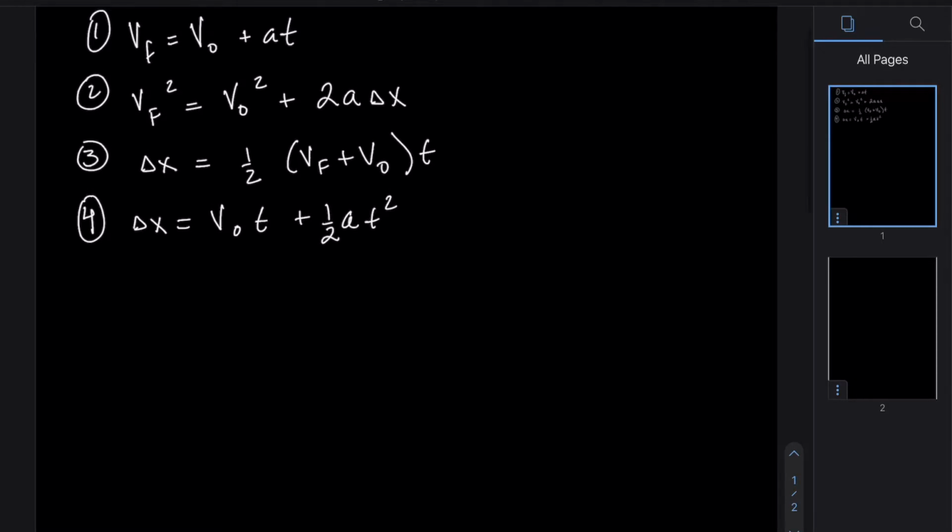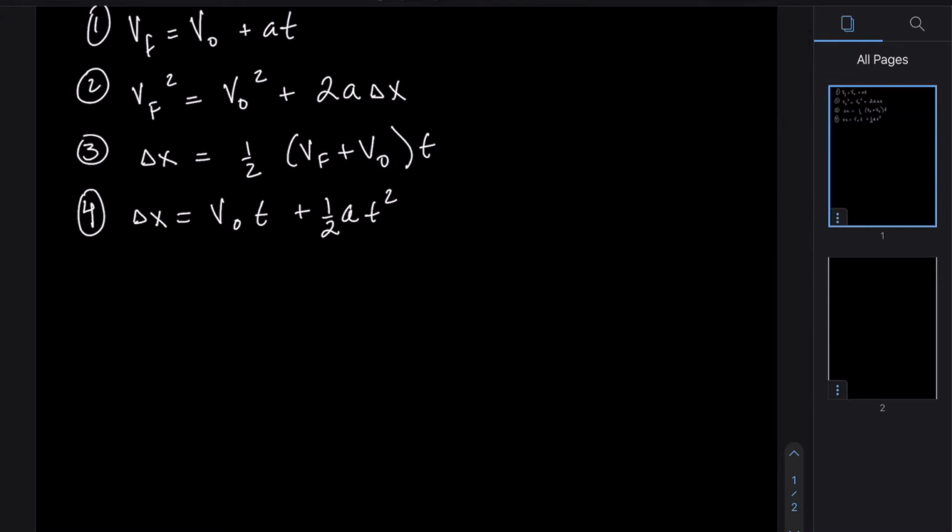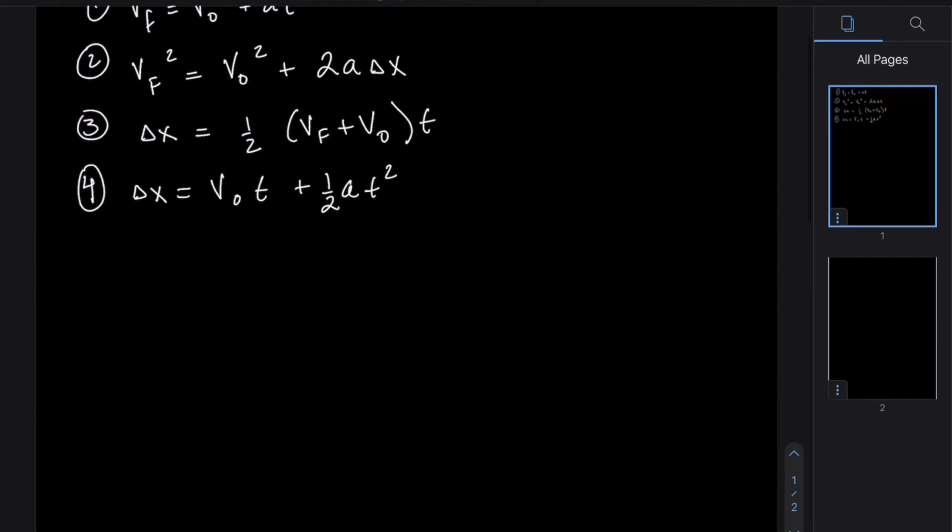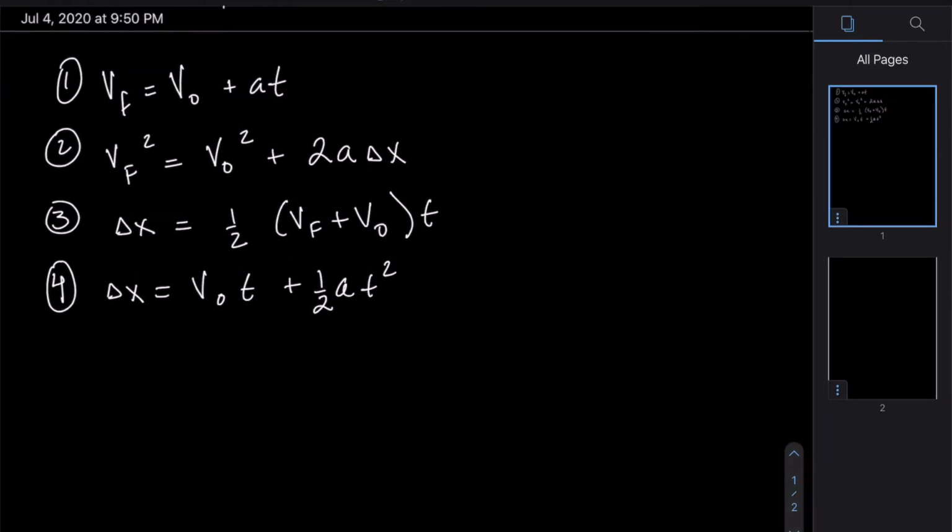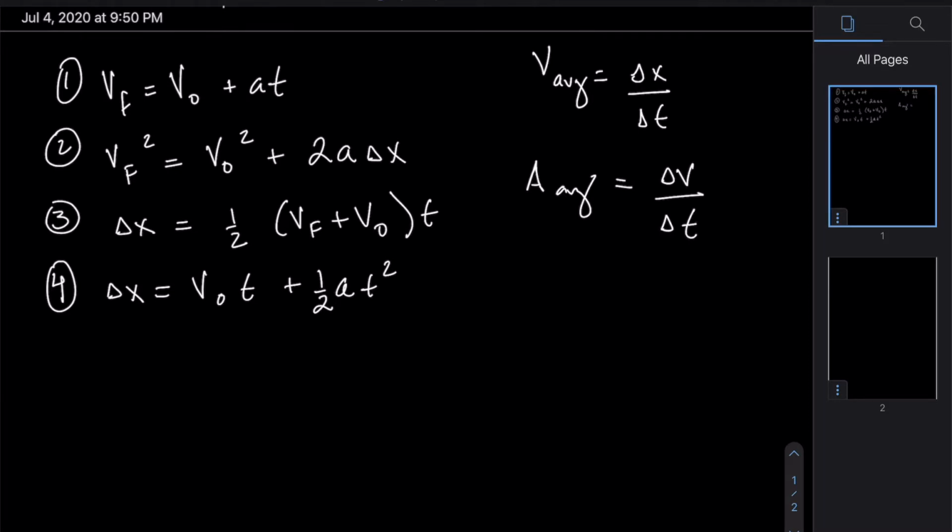So the first one I want to look at here is this one. It's pretty simple. I want to start out by giving you two quantities that you should keep in mind while we're going about these derivations. The first one is average velocity, which is equal to the change in position, or displacement, over the change in time. The average acceleration should be equal to the change in velocity over the change in time. So keep these in mind while we're going about our derivations here.